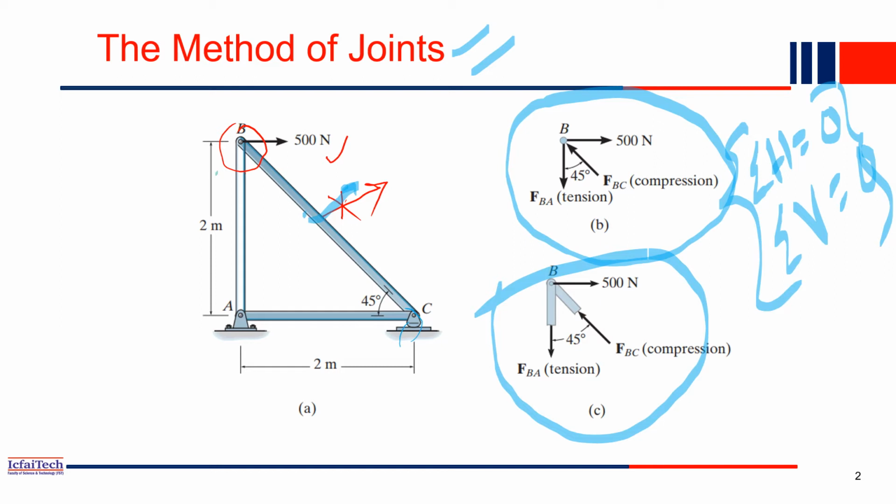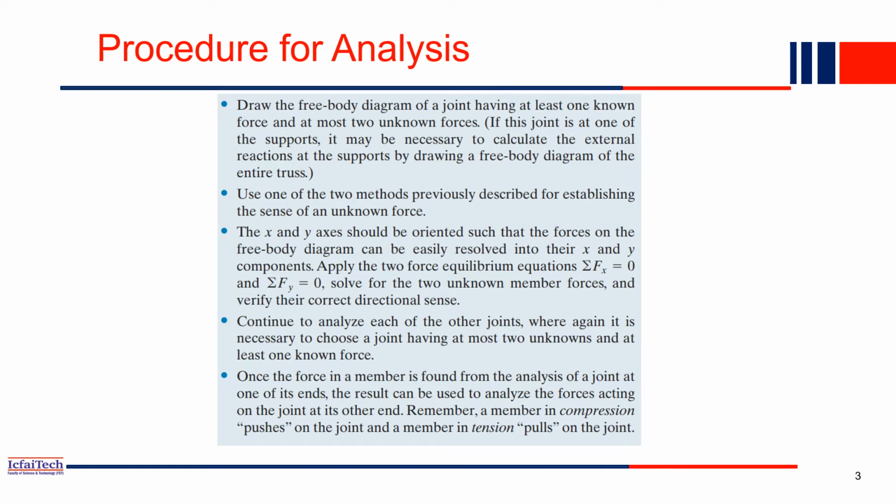So we'll take each joint and draw the free body diagram, the FBD. We draw the FBD and then use these equilibrium equations for each joint and try to compute the unknown forces. Like that, all the joints have to be taken and then we can get all the unknown values. So now, what is the procedure here?